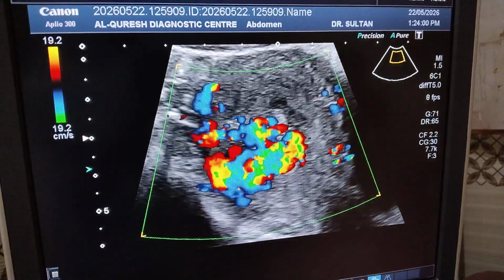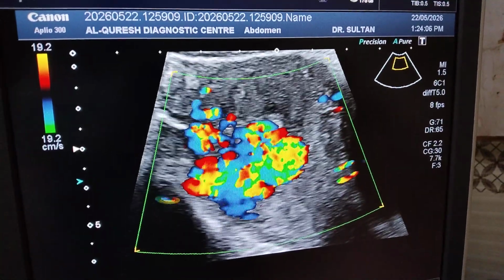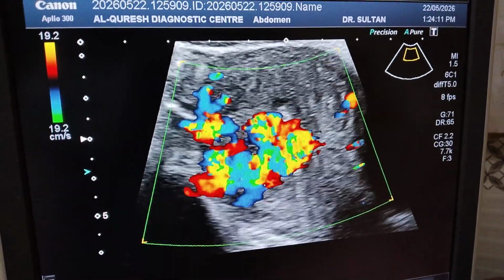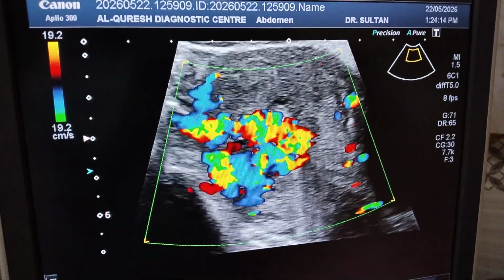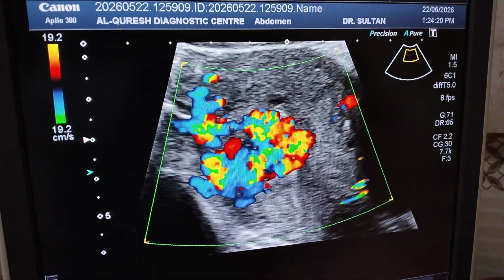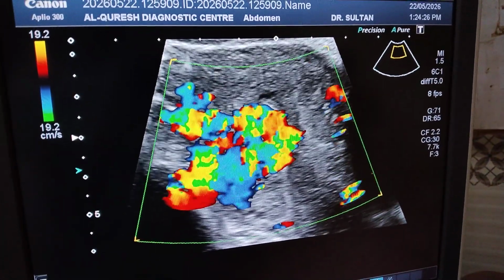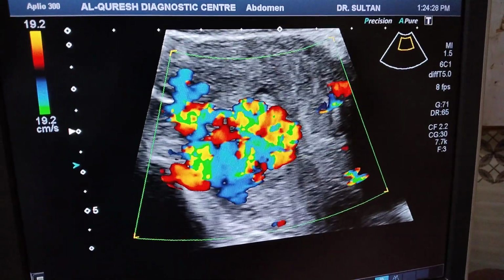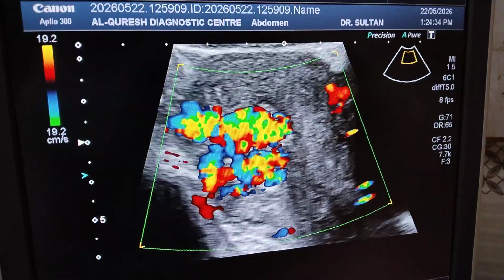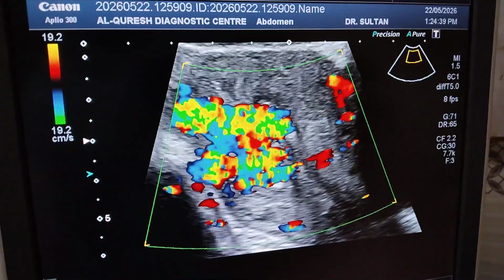So normally in an unmarried patient, such velocities are not as high as we have seen in this patient. So this is the turbulent flow with high velocity venous channel as well as arterial channel. So both channels are present. So in my opinion, this is the case of congenital AV malformation, arteriovenous malformation.